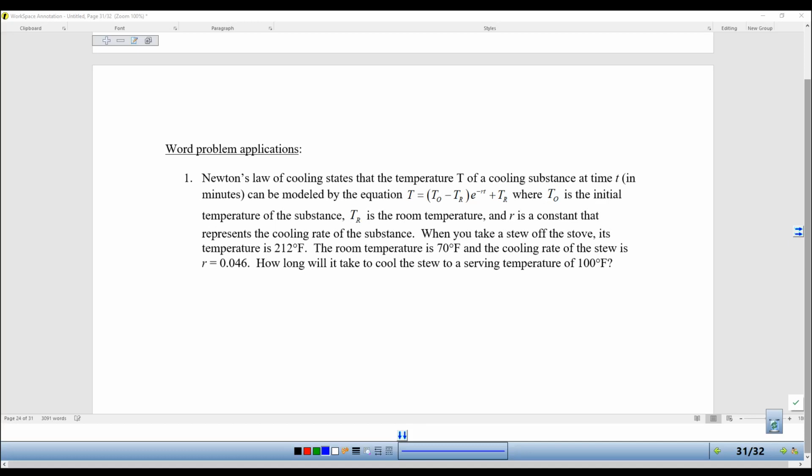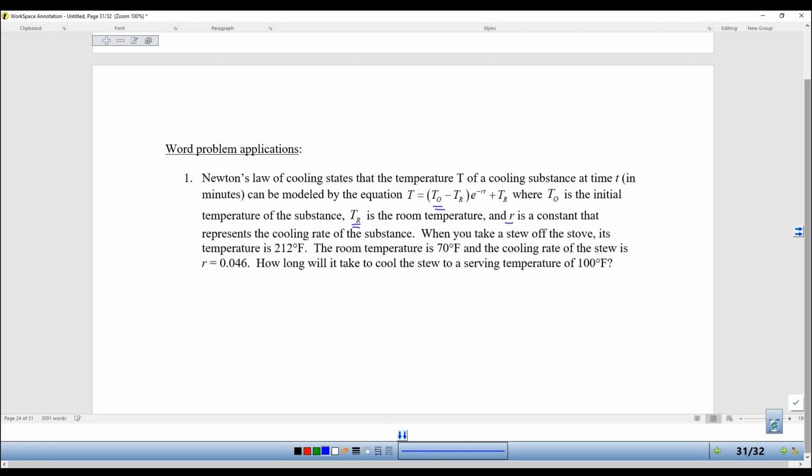So let's do a couple word problems. Newton's law of cooling states that the temperature T of a cooling substance at time t in minutes can be modeled by this equation. T0 is going to stand for the initial, I like to think of it as original temperature. TR is going to be the room temperature. And R is actually just a constant that represents the cooling rate of the substance. So some substances might cool faster than others.